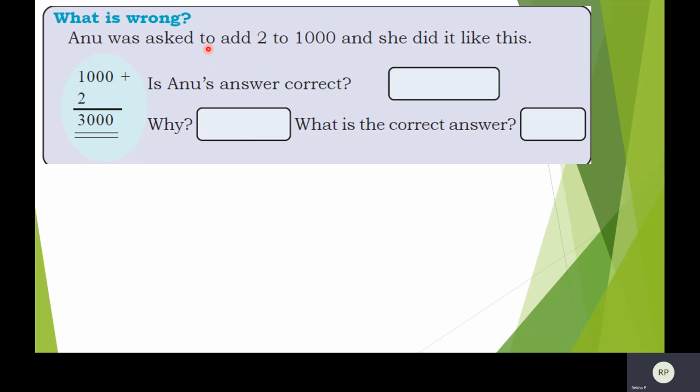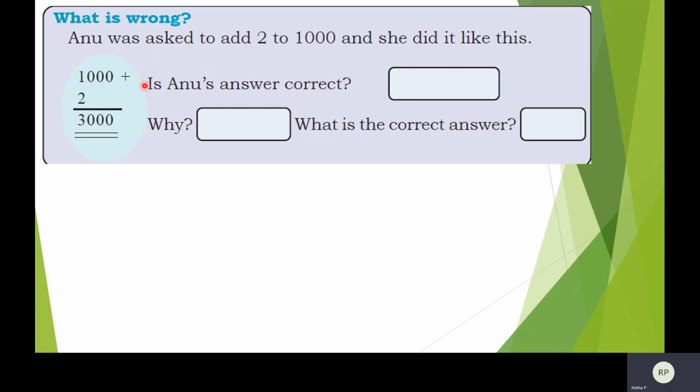Anu was asked to add 2 to 1000 and she did it like this. The way Anu has added this 1000 to 2, she got the answer 3000. So the question is, is Anu's answer correct? We have discussed in our previous videos how to add. The answer is no. Anu's answer is not correct.